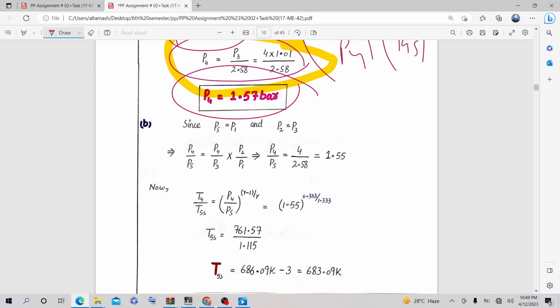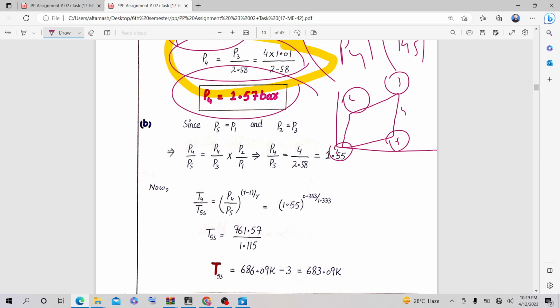Now since P5 is equal to P1 and P2 is equal to P3, how? I will draw this diagram again. This is 1, this is 2, this is 3 to 4 and this is 4 to 5. So this is 1, 2, 3, 4, 5. So pressure 3 is equal to pressure 2, and pressure 5 is equal to pressure 1. Now why have we written it here? Actually we will calculate a very beneficial thing from here, that is P5 is equal to P1 and P2 is equal to P3.